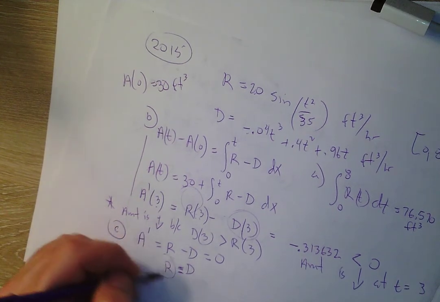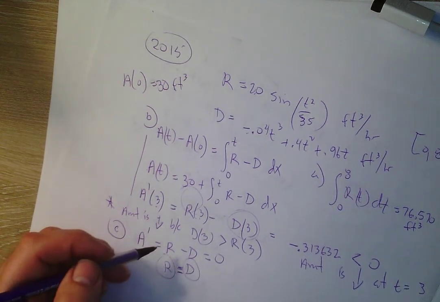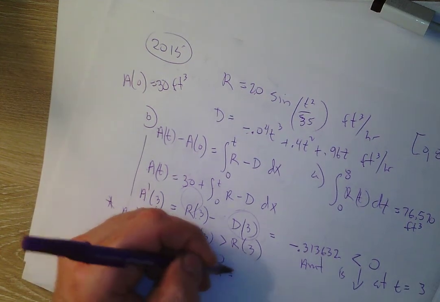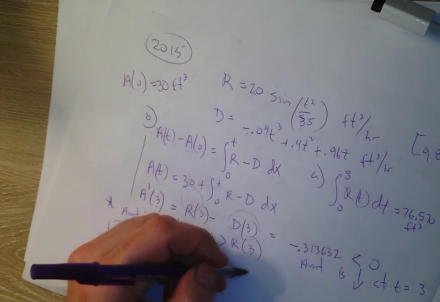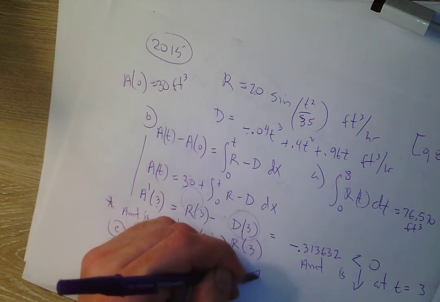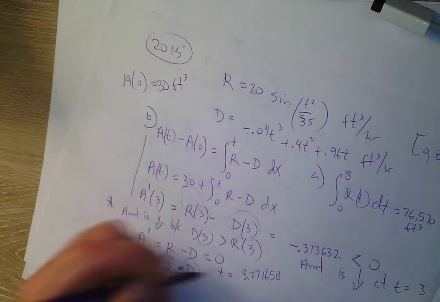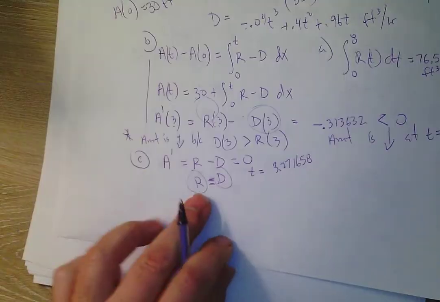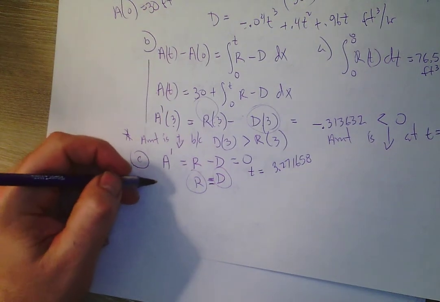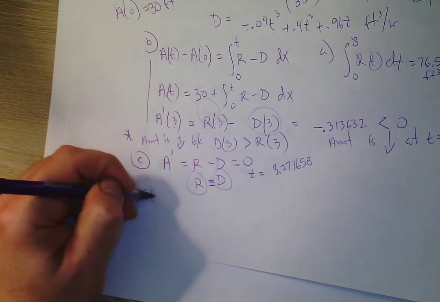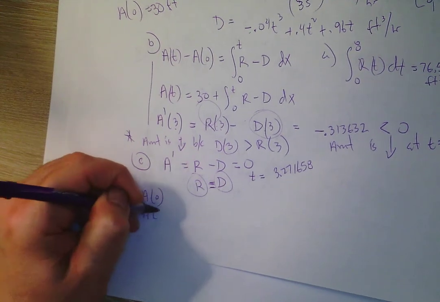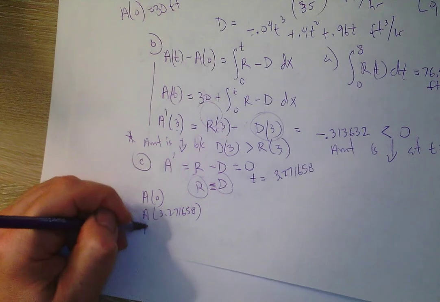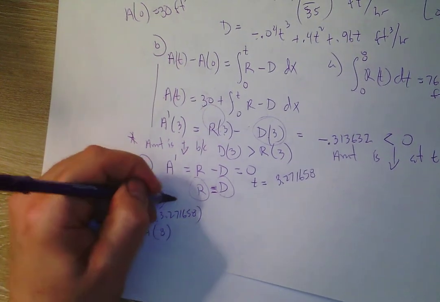So I graphed this, and I graphed this, and I did second calculate intersect, and I found they intersected at time t equals 3.271658. But remember, we also have endpoints to consider. We've got the amount at 0. We have now the amount at 3.271658 to consider, and we have the amount at 8 to consider.